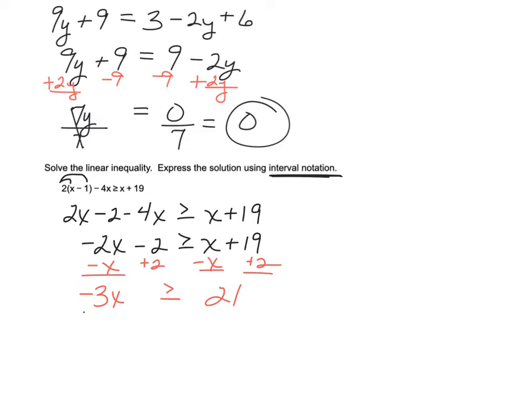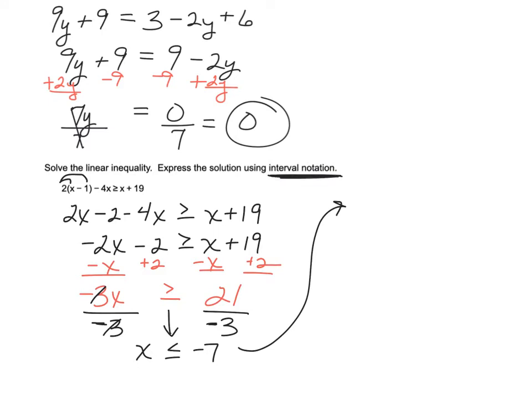Our final step, we have to divide out by -3. Remember, because we divided by a negative number, right there, we have to change the direction. Those cross out, we get x. We change the direction. Is less than or equal to -7. Okay, that's our answer. But they do want us to write it in interval notation, right there.